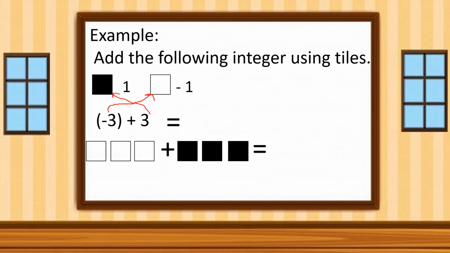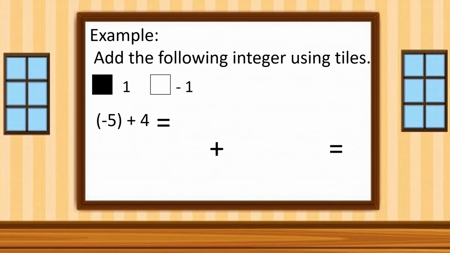So, how many pairs do you think do we have from this example? So we have 1, 2, 3. So they are equal to 0. May natira po ba? Wala. So therefore, negative 3 plus positive 3 will have here the answer, which is 0, since lahat po yan, we have identified here 3 neutral pairs.